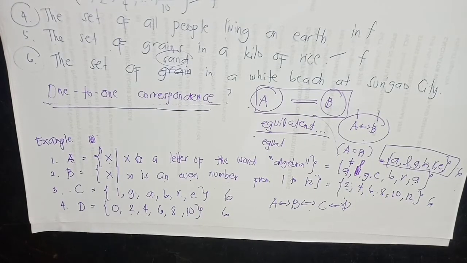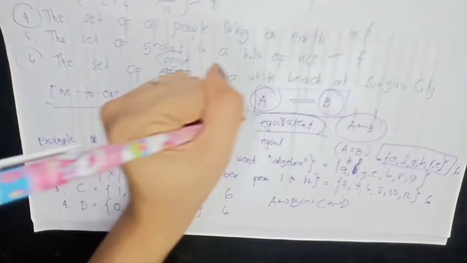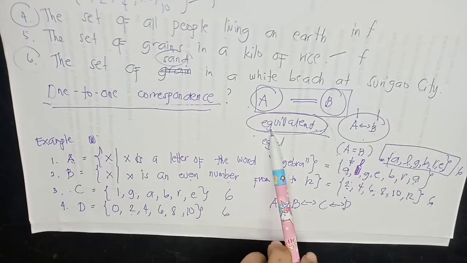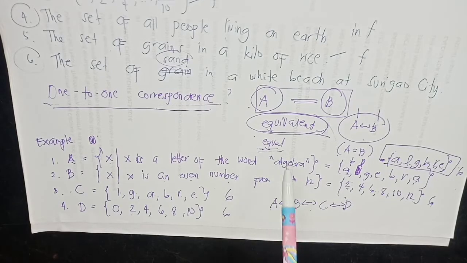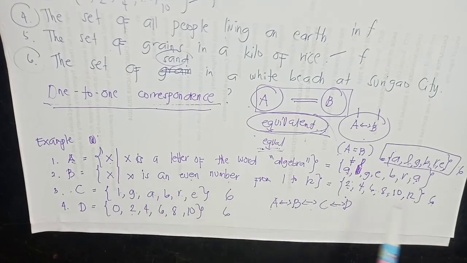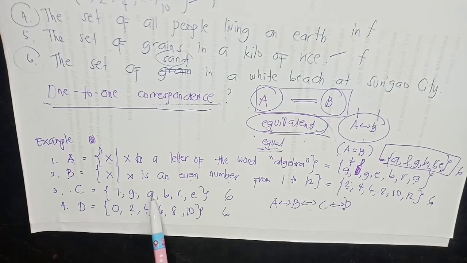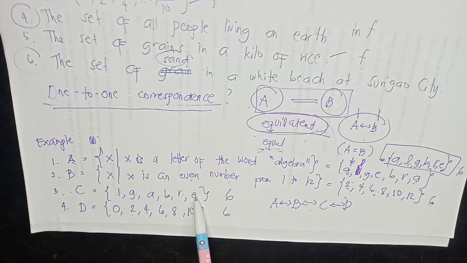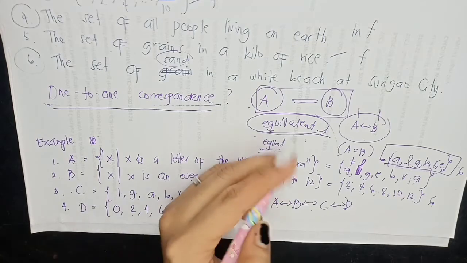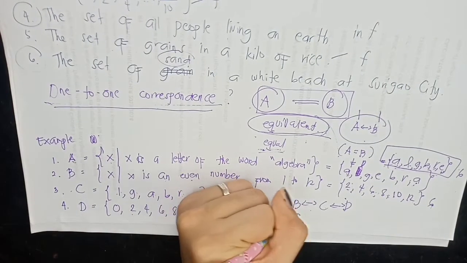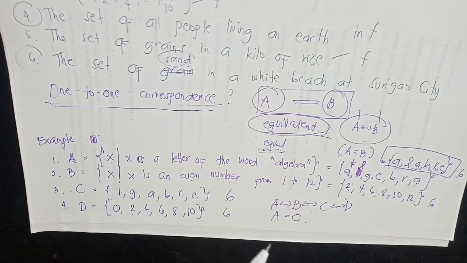And note that if all of these are equivalent, there is a possibility that some are also equal. Equal means all the elements are the same. So let's check. Note that ALGBRE is the same as ALGBRE, in any order. Since A and C have the same elements, we can say that A is equal to C. A and C are not only equivalent, but also equal.